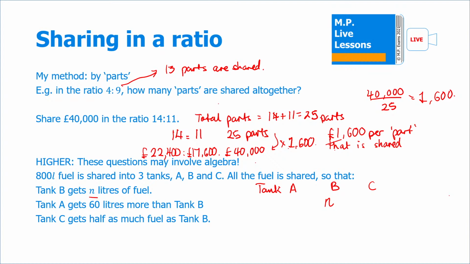Now tank A gets 60 liters more than tank B, so tank B gets n liters, so tank A gets 60 more than that, so that will be n plus 60. And then tank C gets half as much fuel as tank B. So tank B gets n liters of fuel, tank C gets half as many, so there'll be n divided by 2. And we know that 800 liters is shared in total. So we do a similar method again, so we add these little parts up, even though it's not really obvious.